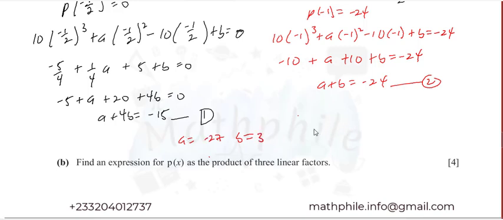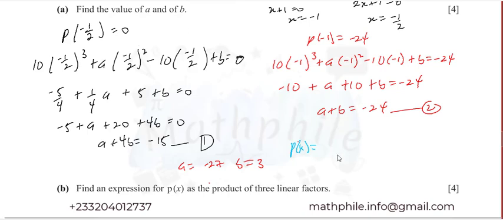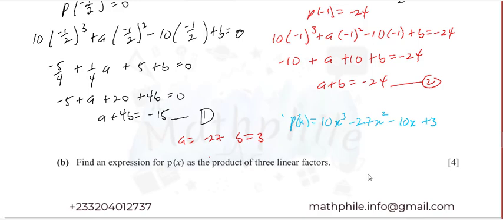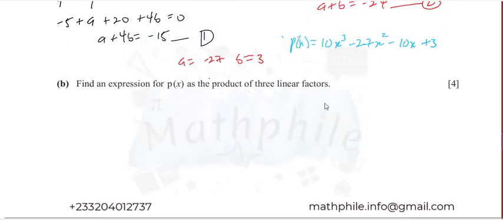Okay, so let's write the polynomial out. Our polynomial p of x will then be equal to, hi guys, this is Mouse from Math File. Sorry about that. So p of x is equal to 10x cubed plus a, but a is negative 27, negative 27x squared minus 10x plus 3. Okay, so we're going to continue from here.